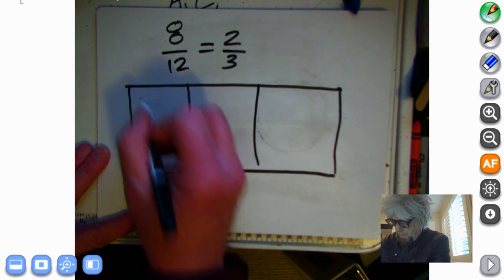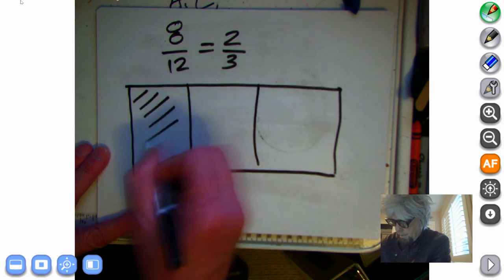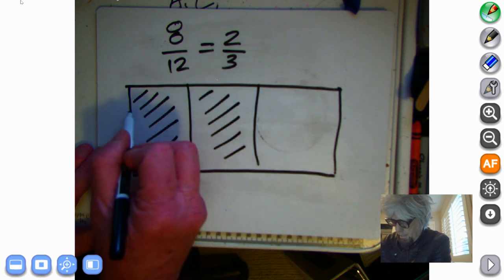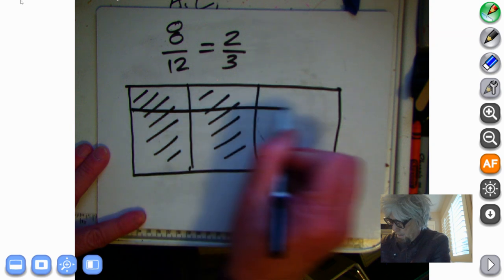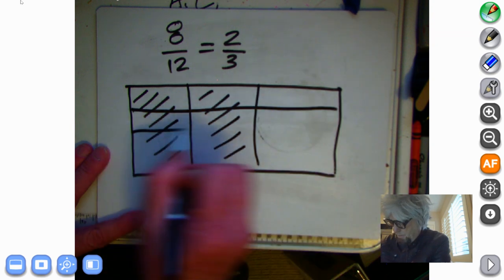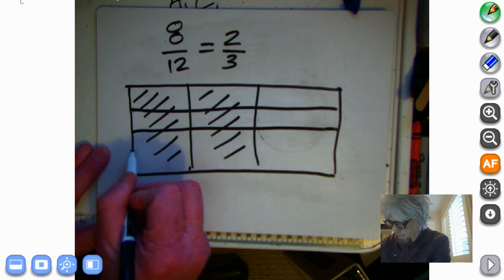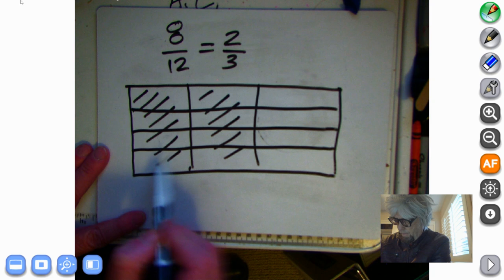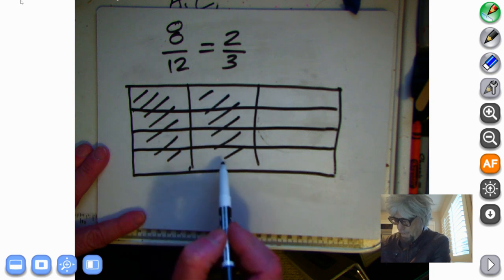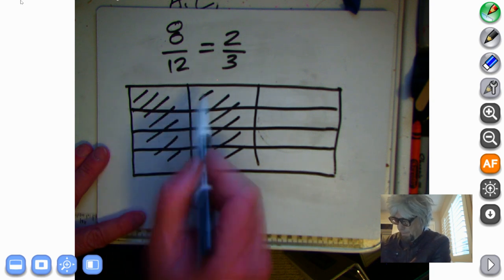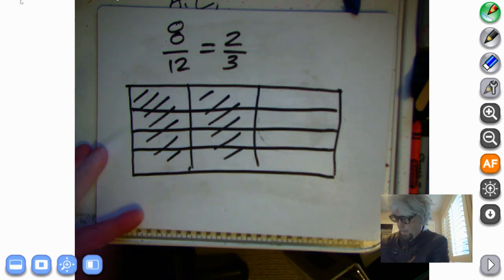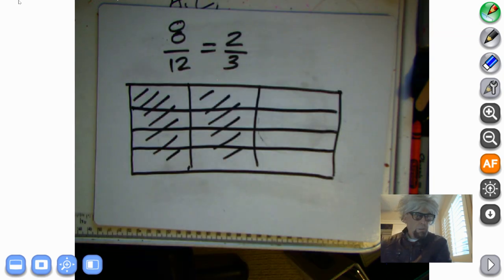Let's make some 8/12. There's our 2/3, and watch. Then I make 1, 2, cuts them into 4 pieces, and what do we have? We have 1, 2, 3, 4, 5, 6, 7, 8 out of 1, 2, 3, 4, 5, 6, 7, 8, 9, 10, 11, 12. So this represents one whole, correct? Yeah. So now how do we bring this back to being 2/3? Is that even possible? Sure, we can do that.